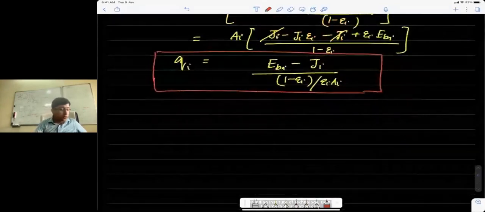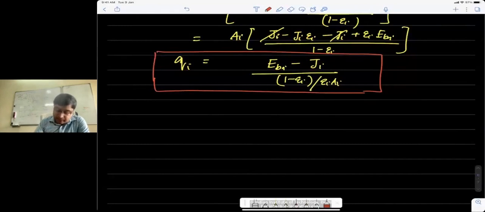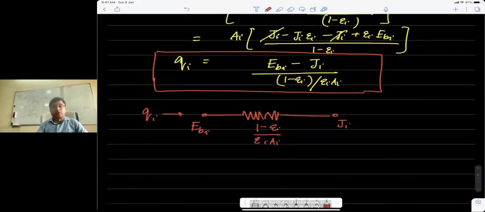Now this should remind you of the electrical circuit analogy that we did during conduction problems. What it's saying is that we can represent this by a network element, where there is a potential of E_bi and a potential of J_i, connected by a resistance whose value is (1 minus epsilon_i) by epsilon_i A_i. And Q becomes the current passing through this network.